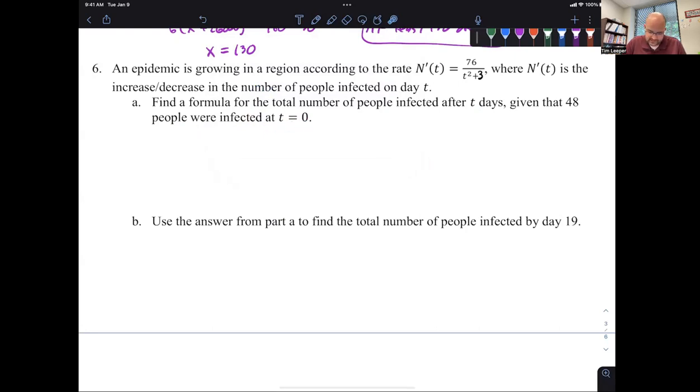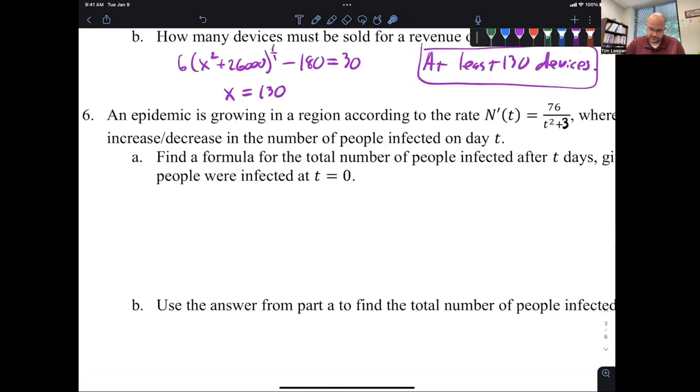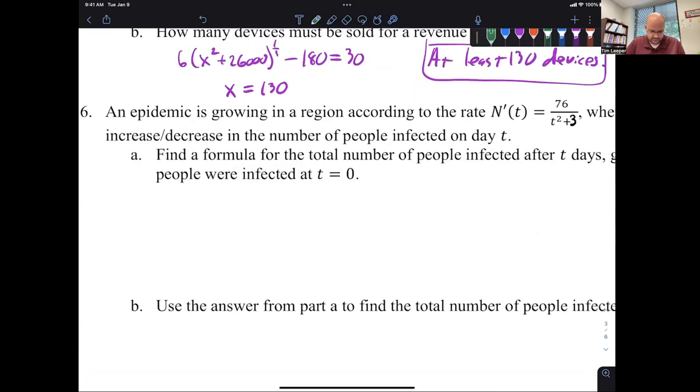So in this case, t is the number of days after the first infections, basically, and n is the number of people. Good deal. So A, we want to find the formula. For the formula here, n of t would be the integral of our derivative, which is 76 divided by t squared plus 3 dt.